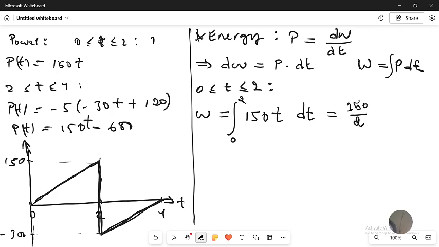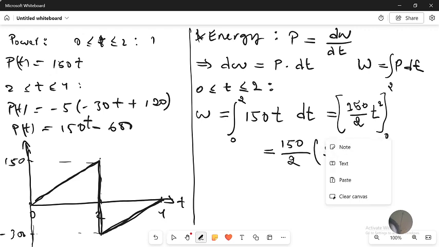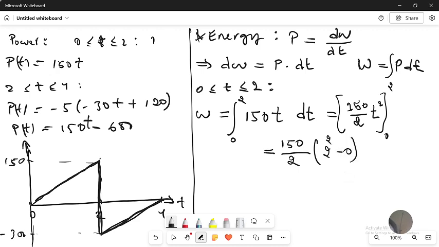150 by 2 T squared from 0 to 2, which is equal to 150 by 2 multiplied by 2 squared, minus 0. The 0 squared means it's minus 0, which will give me 150 by 2 multiplied by 2 squared, equal to 300. I have 300 here.